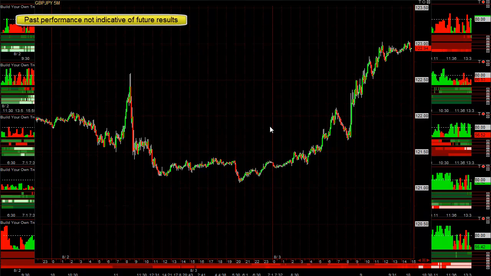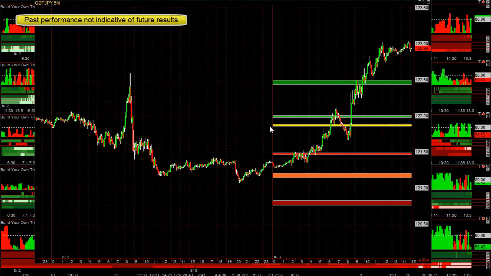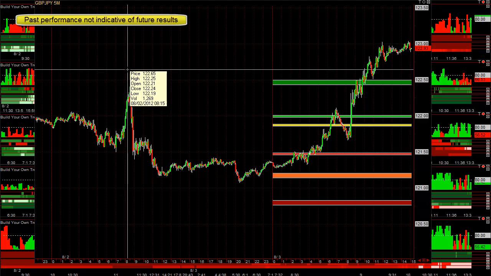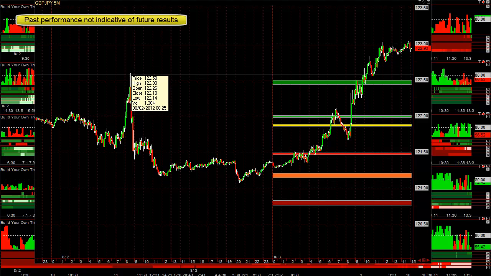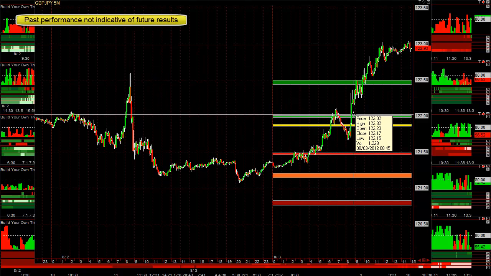Let's look at the pound yen. Value area, the low, the point of control, which is where most activity happened yesterday, and the high. And again, when it broke through this high the second time, just took off. Notice the high of the day is all the way up here at 122.58. You're able to buy a breakout right here.